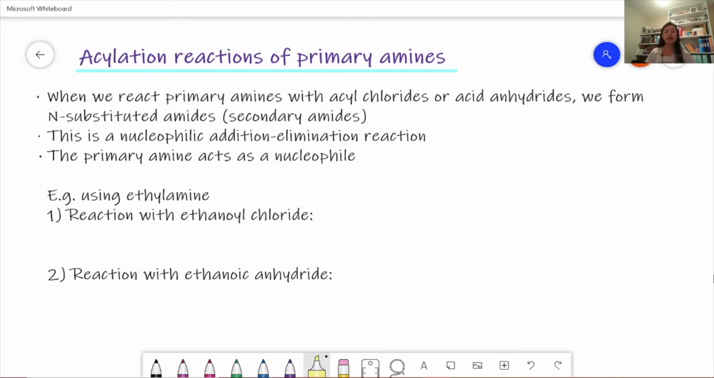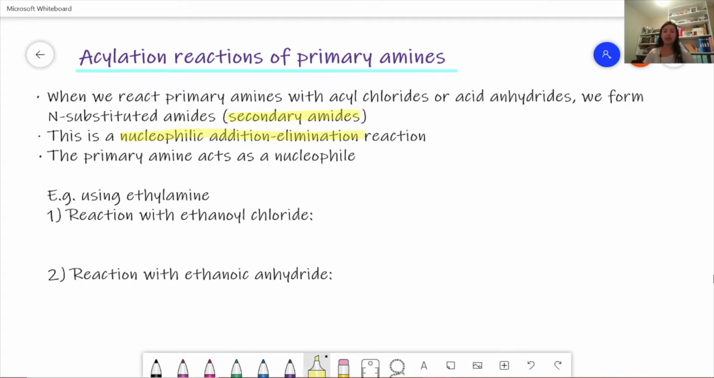So when we react primary amines with acyl chlorides or acid anhydrides, we form secondary amides or N-substituted amides. And this is a nucleophilic addition-elimination reaction because the attacking group is the primary amine, because we have the lone pair of electrons on the nitrogen which can be donated to the electron-deficient carbon to form a covalent bond. And it's an addition-elimination reaction because we're adding the nucleophile but then eliminating something off of either the acyl chloride or the acid anhydride.